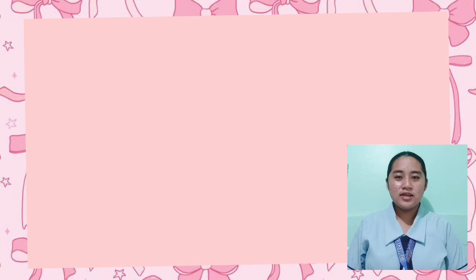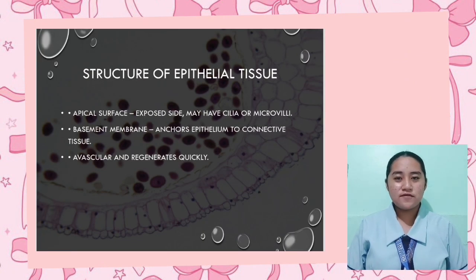Next, let's talk about the structure of epithelial tissue. It has two main surfaces, the apical surface and the basement membrane. The apical surface is the top or exposed side. It faces either the outside of the body or the inside of an organ's cavity. Some apical surfaces are smooth, while others have cilia or microvilli. Cilia help move substances, and microvilli increase surface area for absorption. The basement membrane is found underneath. It anchors the epithelial tissue to the connective tissue below it, giving the tissue support and strength.